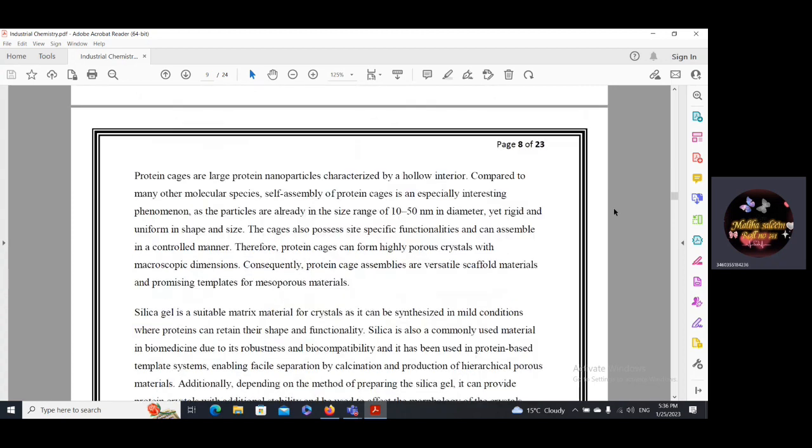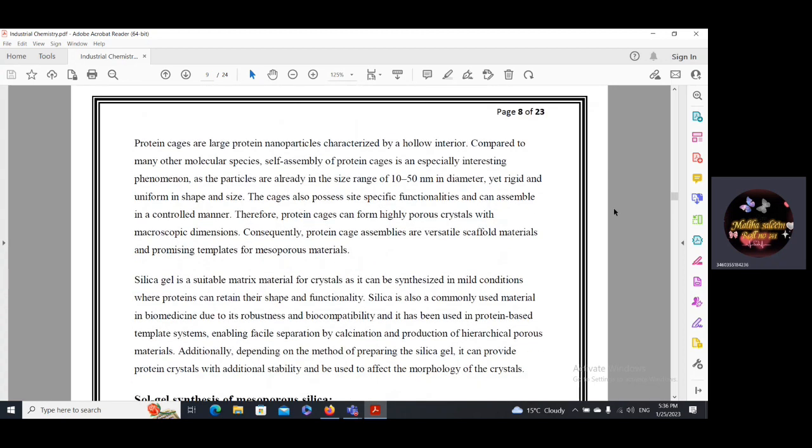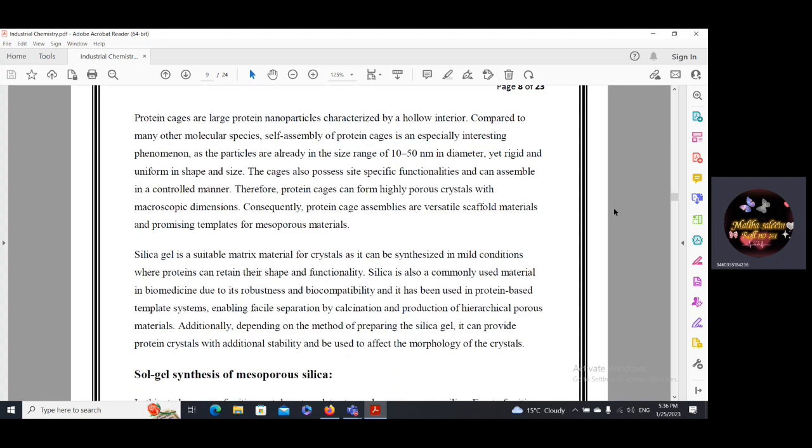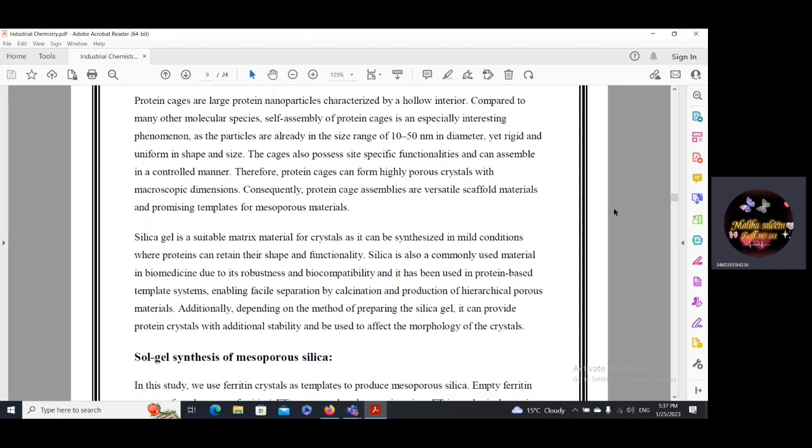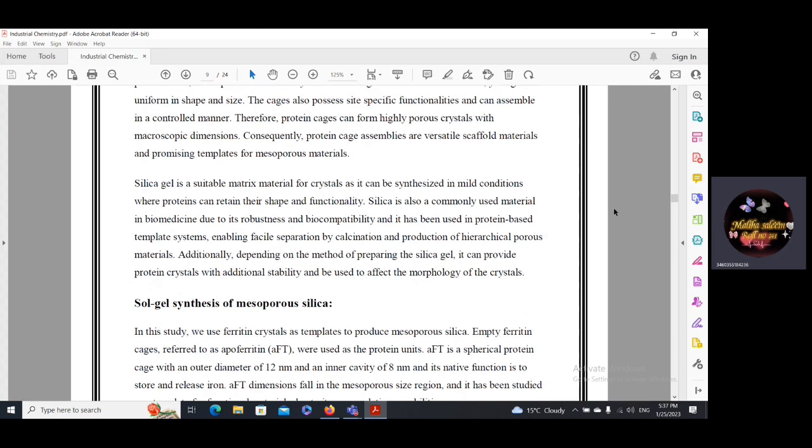Protein cages are large protein nanoparticles characterized by a hollow interior compared to many other molecule species. Self-assembly of protein cages is an especially interesting phenomenon as the particles are already in the size range of 10 to 50 nm in diameter, yet rigid and uniform in shape and size. The cages also possess site-specific functionalities and can assemble in a controlled manner. Therefore, protein cages can form highly porous crystals with macroscopic dimensions. Consequently, protein cage assemblies are versatile, sculptable materials and promising templates for mesoporous materials.